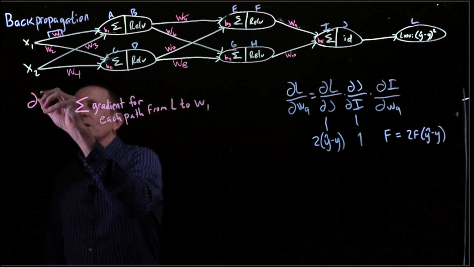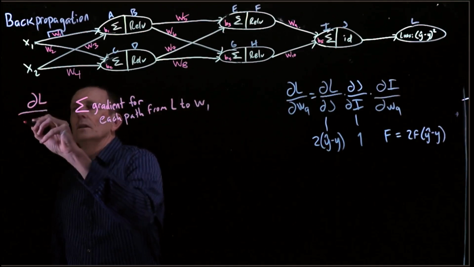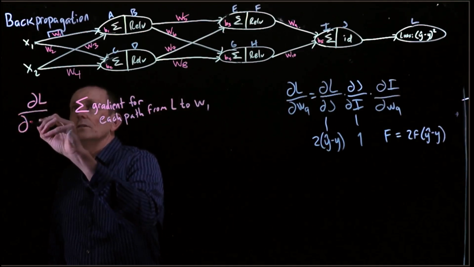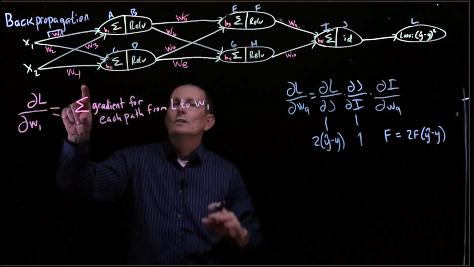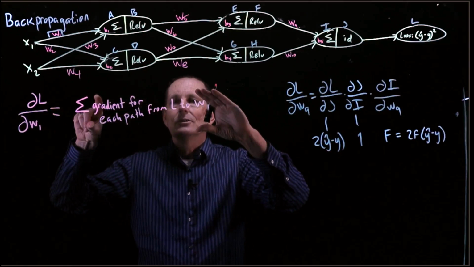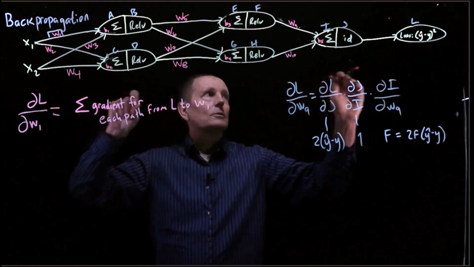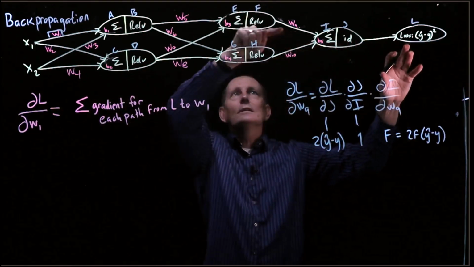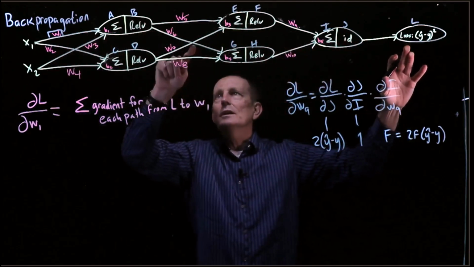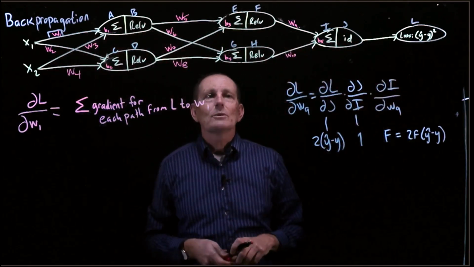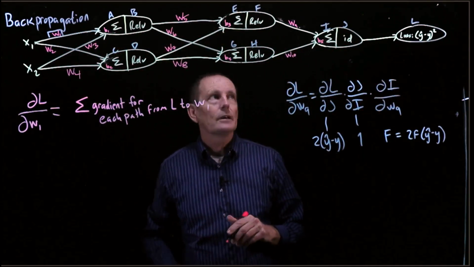So what I'm saying is that the partial derivative of L with respect to W1 is equal to the summation of the gradient for every path you can use to get there. So that will just allow us to compute the gradient along the top and then add that in to the gradient of the second path we have to get there. Let's actually just look at that.